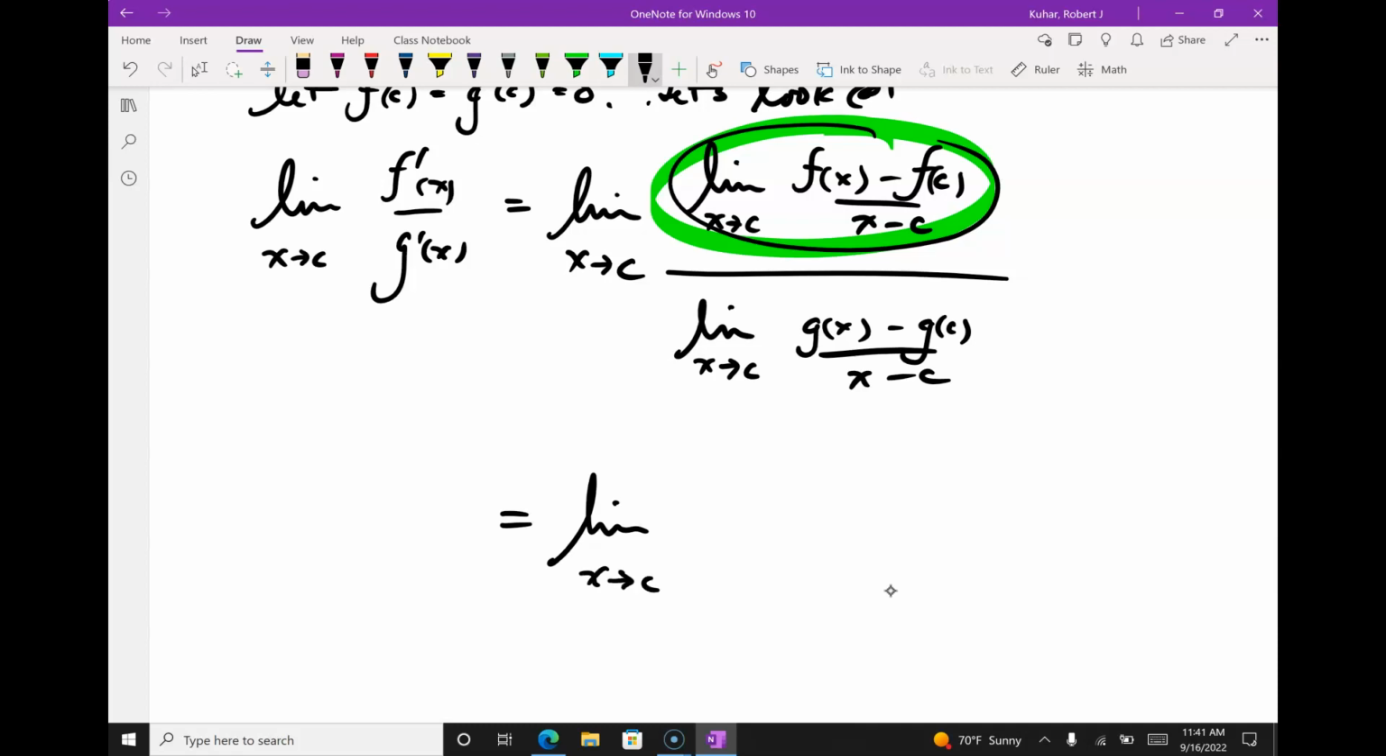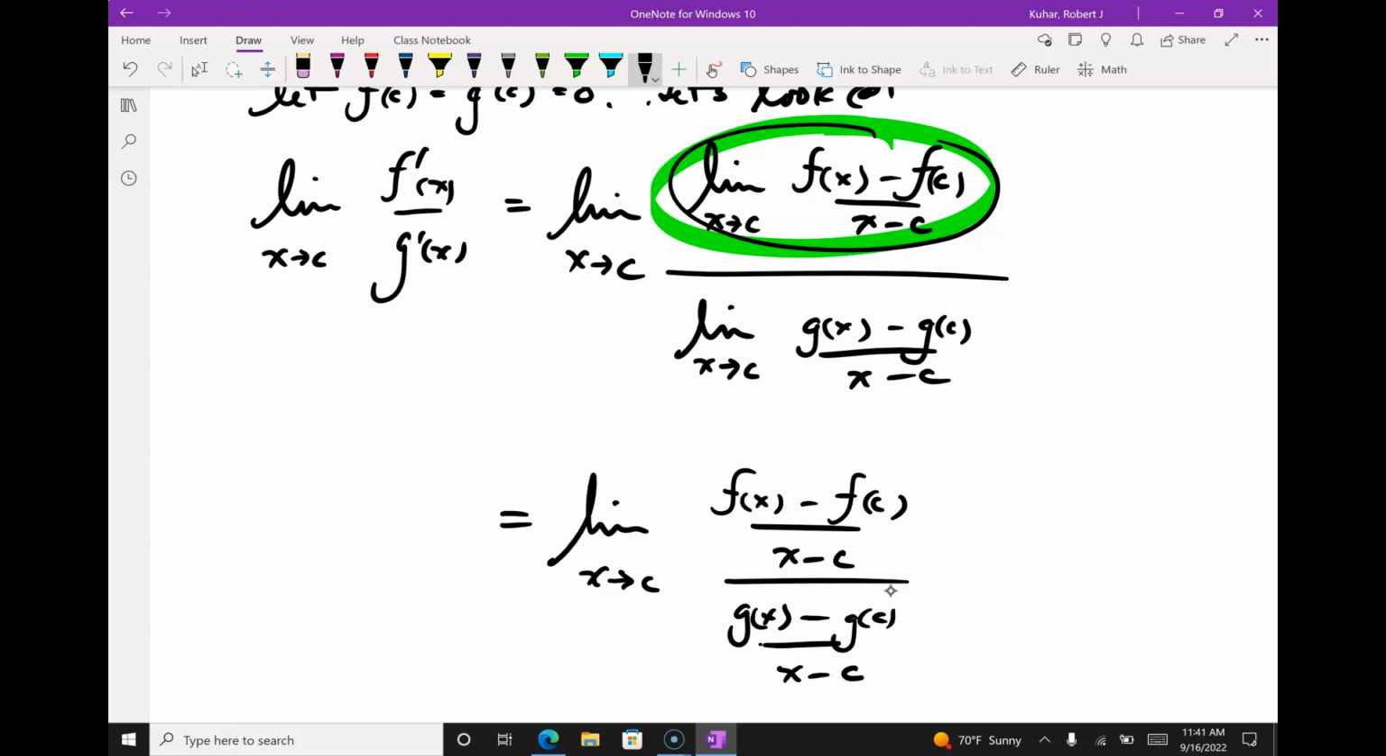Every time I have this limit as x goes to c, it means x goes to c. Why do I have to keep saying it? I don't. So I just need x to go to c for f of x minus f of c over x minus c, and g of x minus g of c over x minus c. It says the same thing. I don't need to keep saying, let x go to c. I don't need to keep saying it.